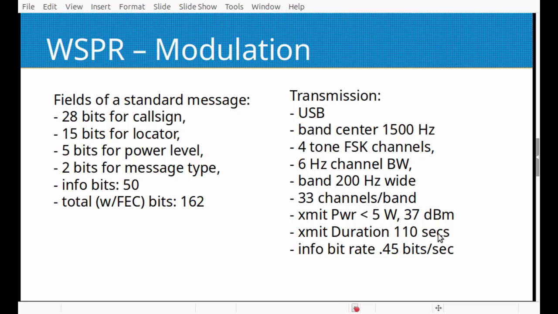It takes 110 seconds to send those 50 information bits. So it's almost 2 minutes to send 50 bits of information. That yields an information bit rate of less than half a bit per second. So it's a very slow form of transmission. And we're going to see why that's important when it comes to weak signal propagation in a later slide.